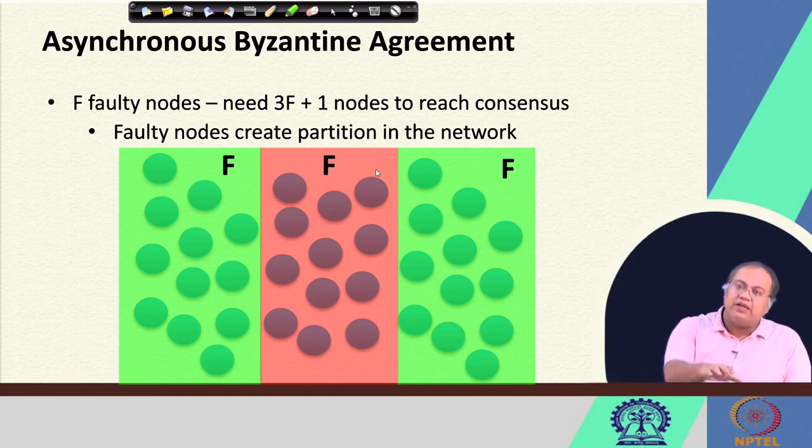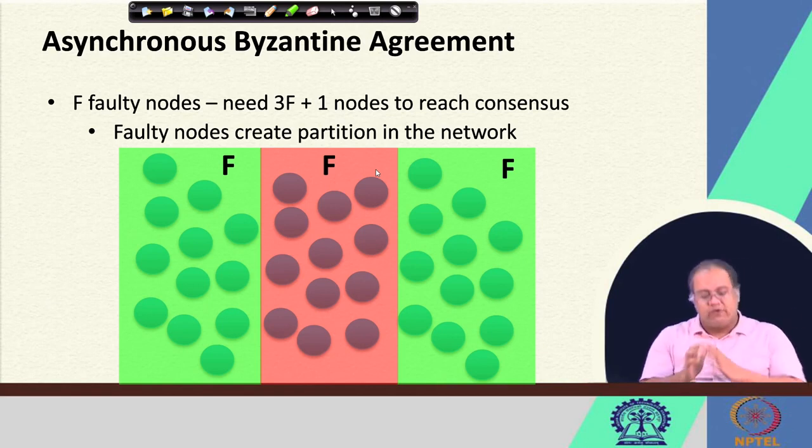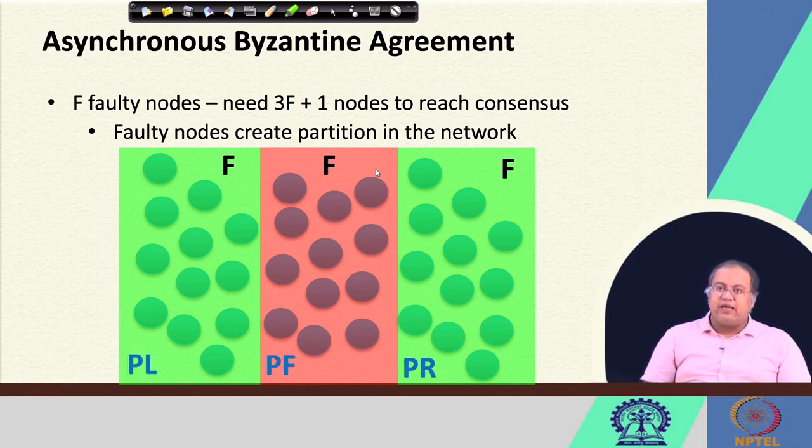Now, these faulty nodes have created a partitioning in the network. There are f nodes on the left and f nodes on the right. I name these three partitions partition left or PL, partition faulty or PF, and partition right or PR.